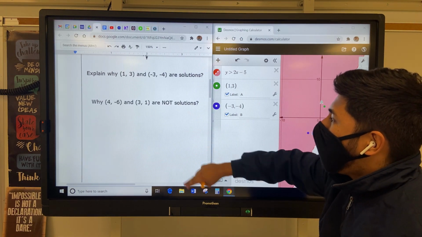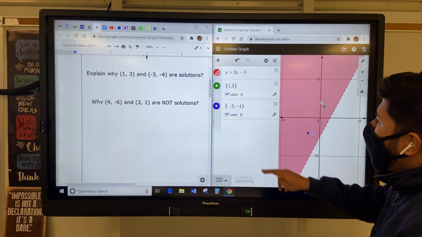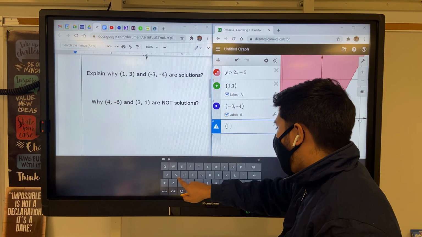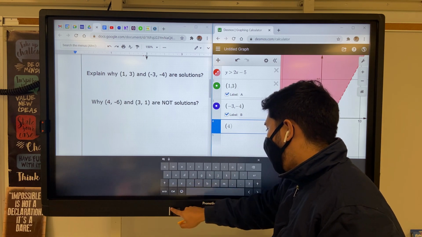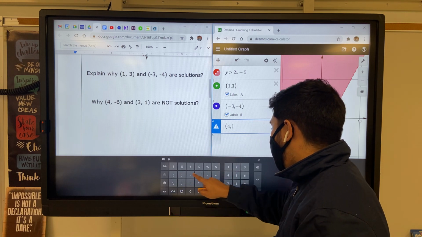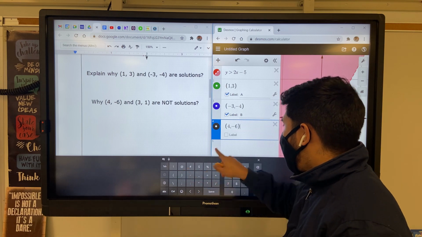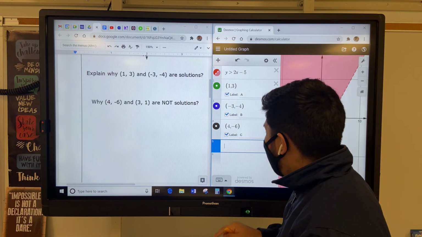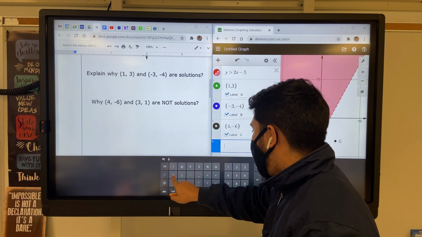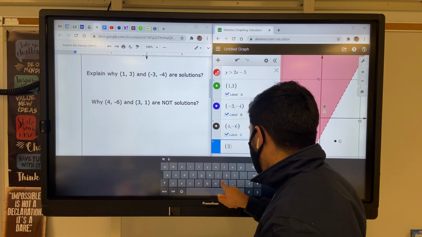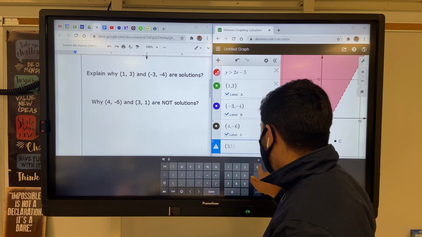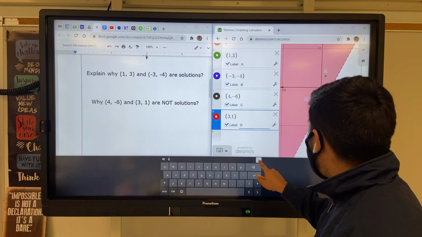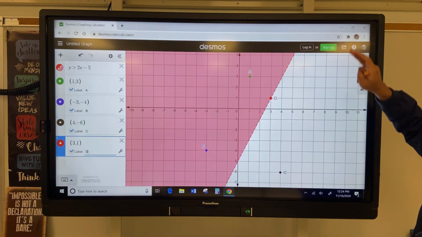Next one is 4, -6. We'll call that C. So we can compare everything. 4, -6. Label C. And then we got 3, 1. 3, comma, 1. Oops. And we can call that D. Boom. All right, let's look at the points.